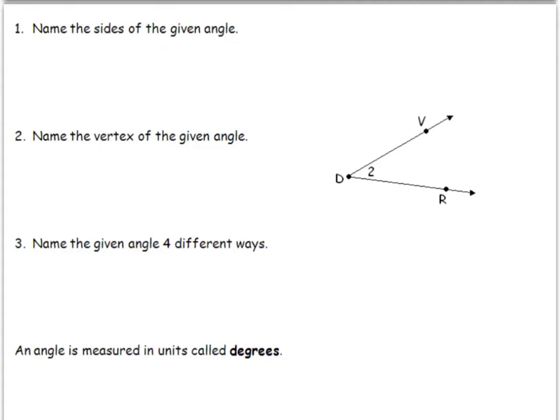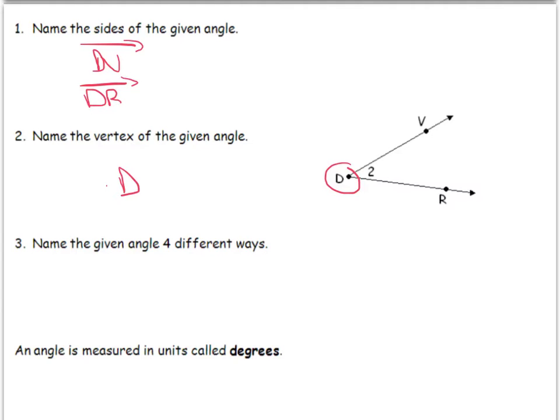All right, so we're going to use the same angle as we had on the previous slide. We're going to name some things. First of all, let's name the sides. If you remember, the sides are actually the two rays that form the angle. Hopefully, you can see that the two rays that form the angle are ray DV and ray DR. The vertex of the angle is where these two rays are actually connected, the common endpoint. And if you notice, your common endpoint here, the thing that holds these two rays together, is D.